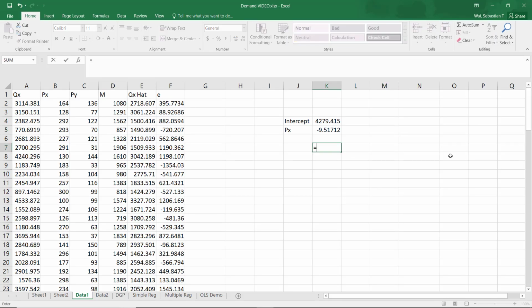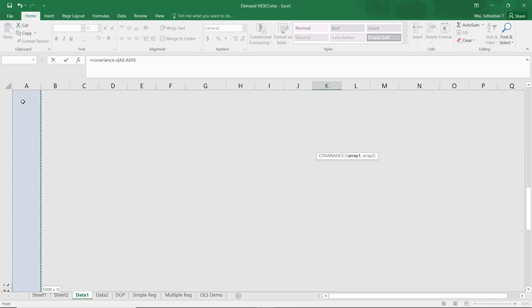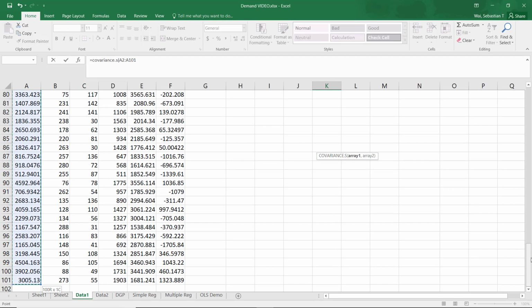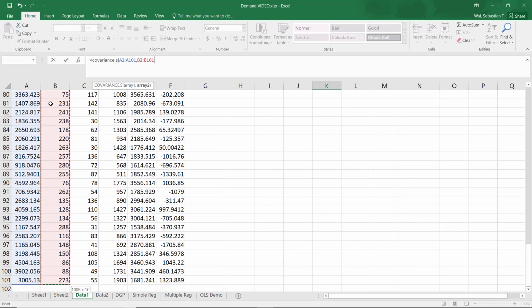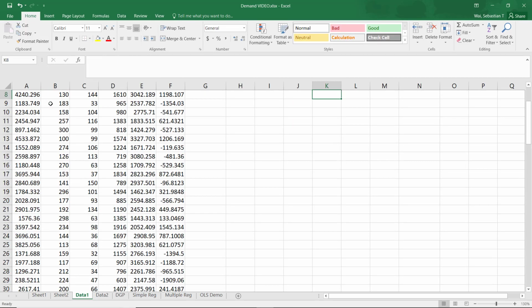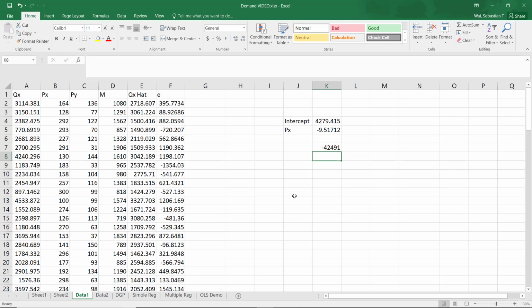The first thing we're going to need is the sample covariance, so we're going to use the formula covariance.s, S stands for sample. Then we're going to need to select all the data for the two variables. For us, x is price and y is quantity. You can do them in either order, it does not matter. We'll do quantity first, so I'm going to select this entire column. Then we put a comma and then select the entire price column. Close the parentheses, and that's going to give us our answer.